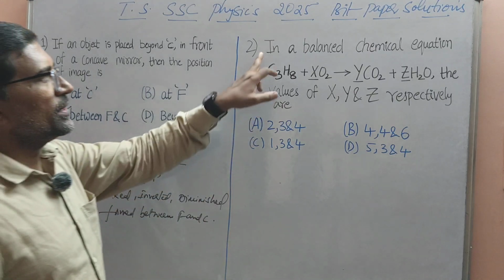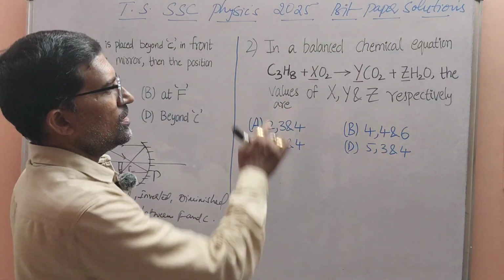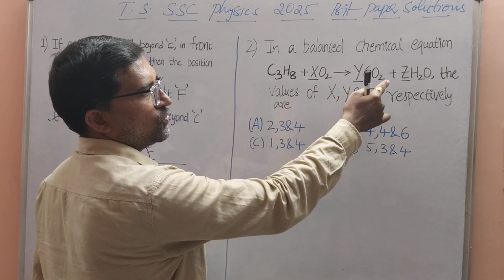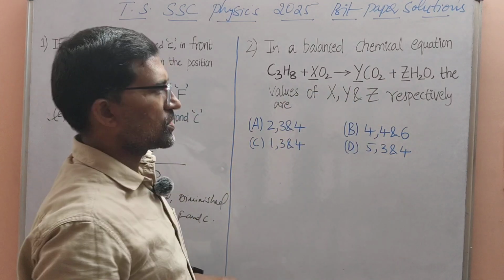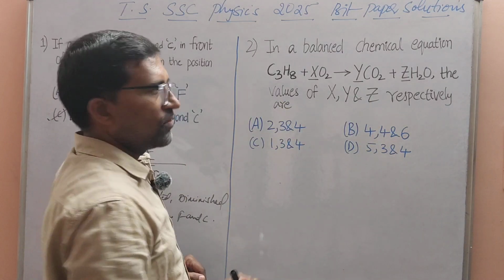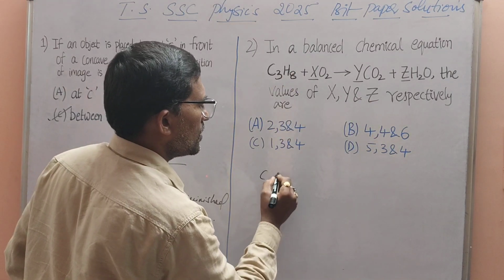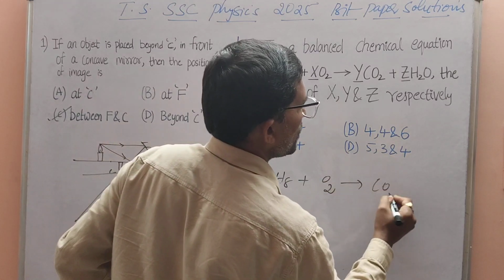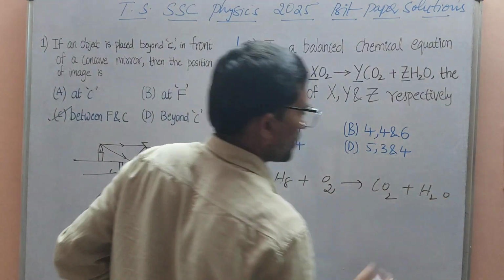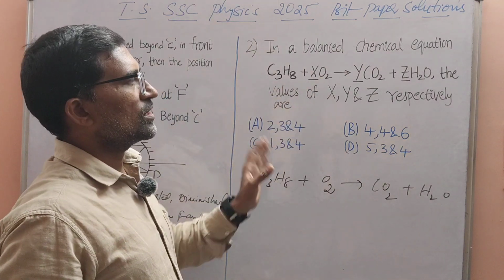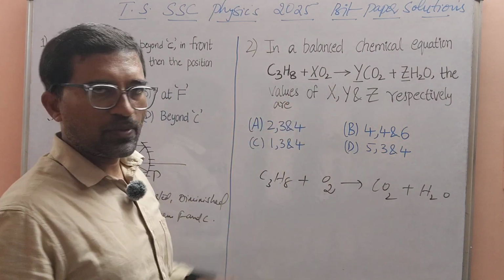And the second bit is: in a balanced chemical equation, C3H8 plus XO2 gives rise to YCO2 plus ZH2O was given. The values of X, Y, Z respectively are... Okay, here the reaction is C3H8 plus O2 gives rise to CO2 plus H2O was given. He asked to check the values which are suitable for this, given X, Y, Z respectively.